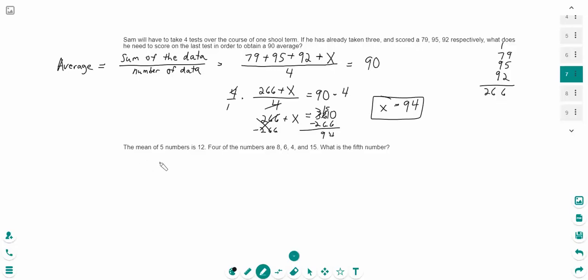We're just replacing the word average with mean. So the mean of 5 numbers is 12. 4 of the numbers are 8, 6, 4, and 15. What is the 5th number? Why don't you pause the video and try this one on your own?